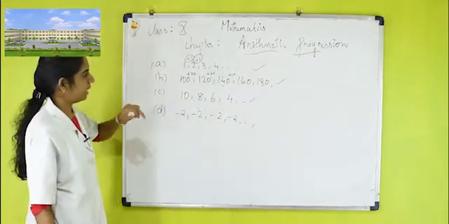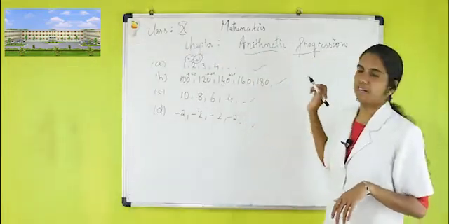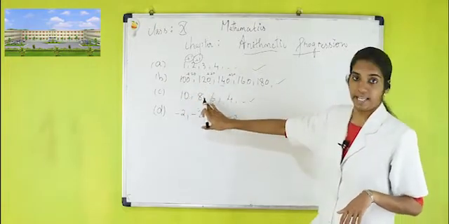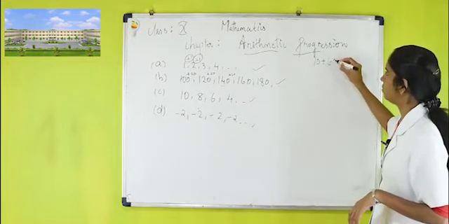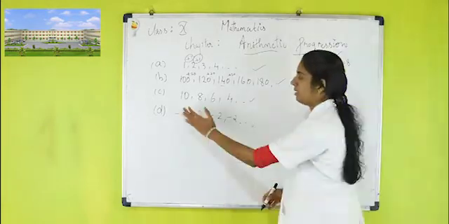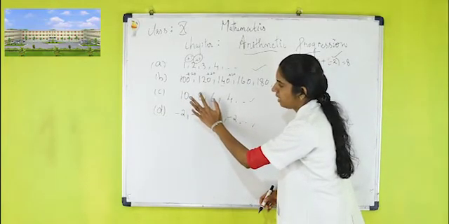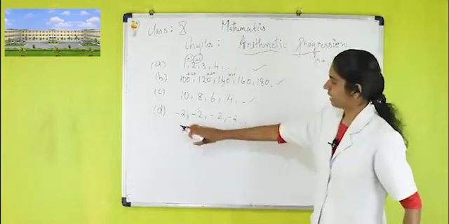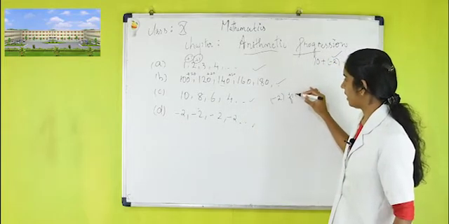Similarly, in the third case, what is the series here? 10, 8, 6, 4, etc. So the first number is 10 here, but the next number is 8. So if we add 10 plus minus 2, right, we get 8. So if we add minus 2 to the first number, we get the second number. Okay. And we add minus 2 to the second number, we get the third number, like that. Clear?